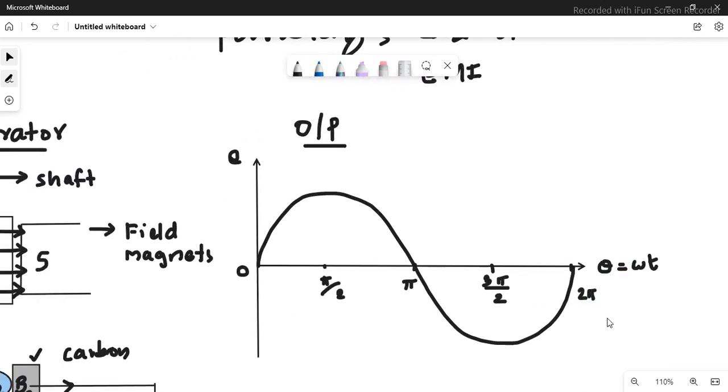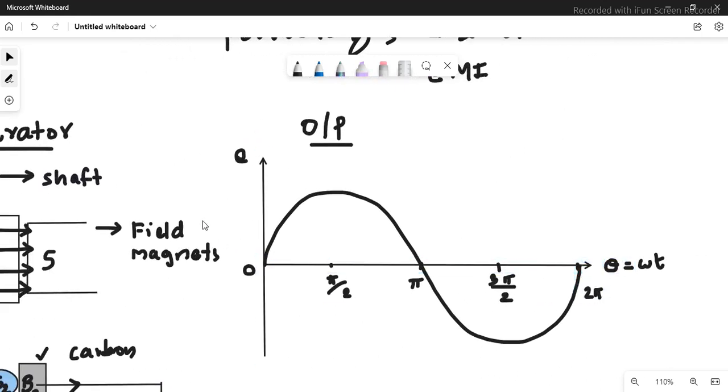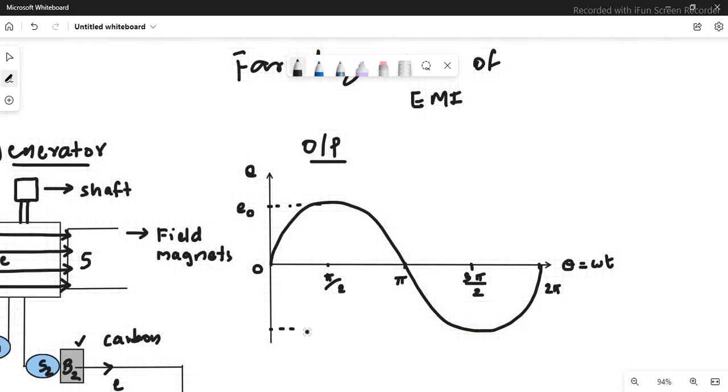If we draw the graph of the output in which the angle of rotation is taken as the x-axis and the induced EMF is taken as the y-axis, this will be our result. Here the peak is marked as E0. On the negative y-axis, this is marked as minus E0. So let's explain the graph briefly.